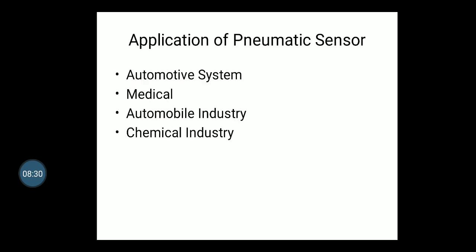What are the applications? Automotive systems. Suppose there is an automatic system, in that case we need a pneumatic sensor. In the medical industry, in the automobile industry, in the chemical industries, in all these industries and systems, we need pneumatic sensors. Okay, now let us do the next one.